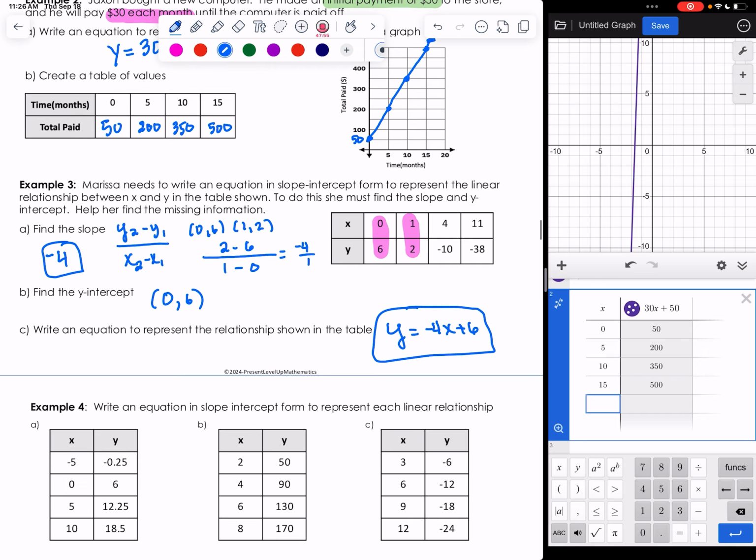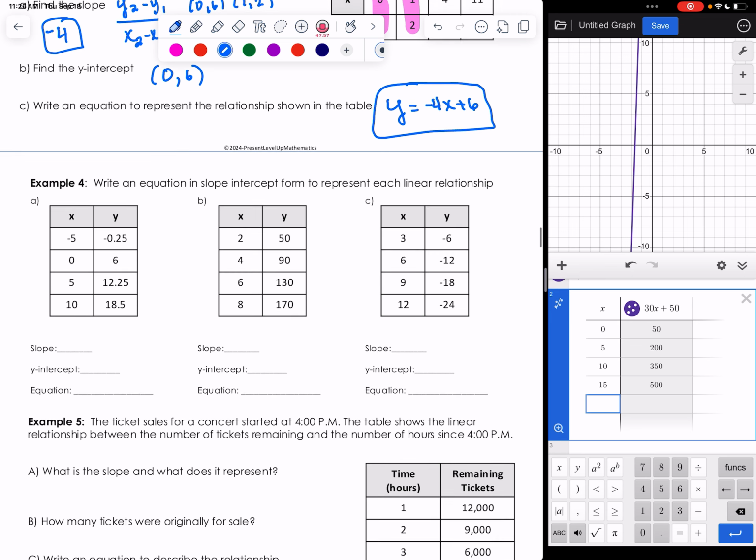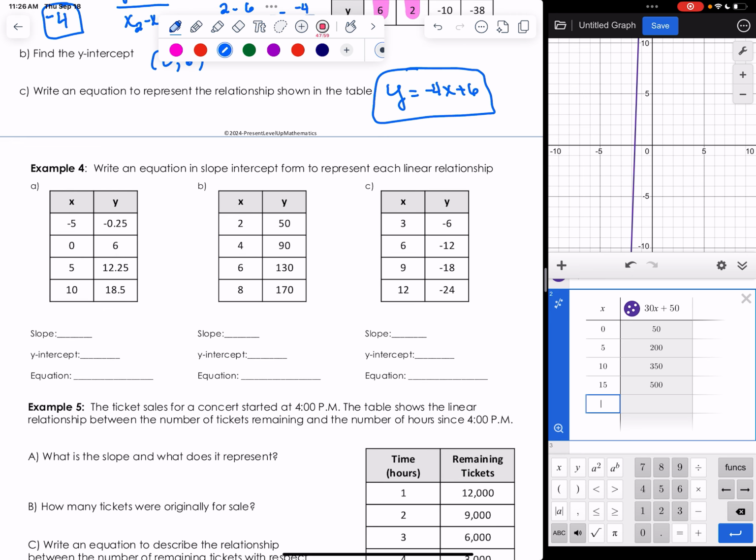All right, example 4. Write an equation in slope-intercept form to represent each linear relationship. All right, so in problem A, we want to first of all get the slope of the line. So I'm going to pick 2 friendly points. Maybe I'll use (0, 6) and I'll use (10, 18.5).